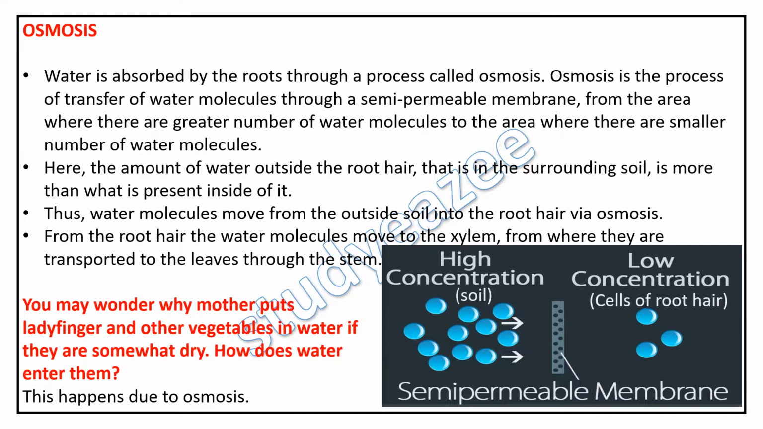In our case, the amount of water outside the root hair, that is in the surrounding soil, is more than that is present inside the cells of the root. Thus, the water molecules move from outside soil into the root hair via osmosis. From the root hair, the water molecules move to the xylem, from where they are transported to the leaves through the stem. You may wonder why mother sometimes puts lady's finger and other vegetables in water if they are somewhat dry. How does water enter them? Now you know this happens due to osmosis.